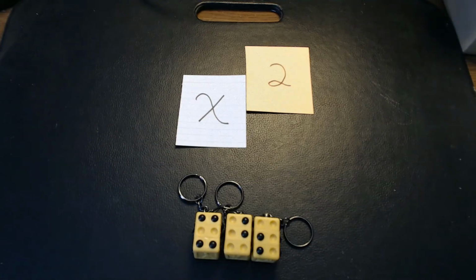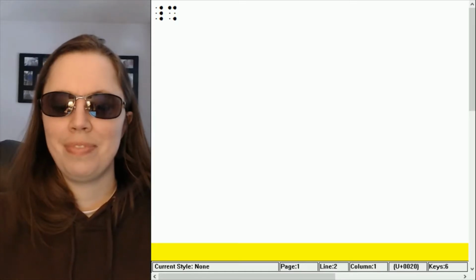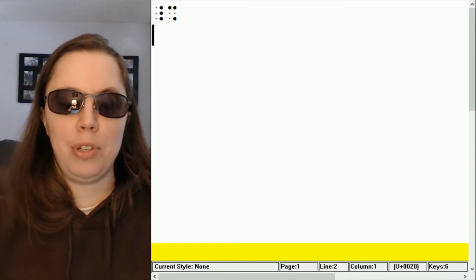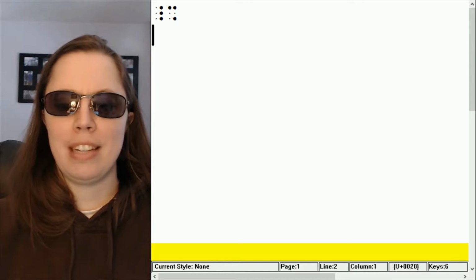The exception would be if this x was not a variable like x, but was something like meters. If it were 15 meters squared, the single letter abbreviation for meters requires an English letter indicator when it's squared, so that it's read as meters squared and not as 15m squared with like an algebraic variable in there. Now let's switch to SimBraille and look at some further examples of how to build equations with superscripts and subscripts.